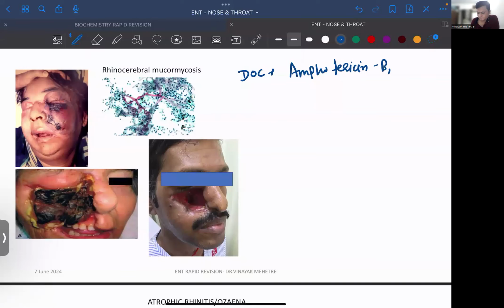Then posaconazole. Posaconazole is the second best answer. Now, what you will see on the KOH mount?